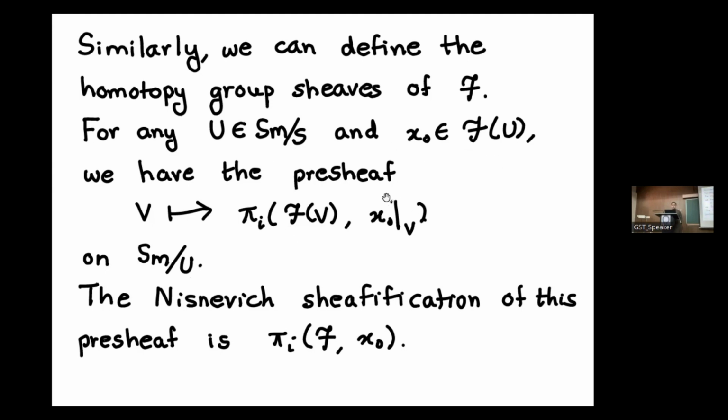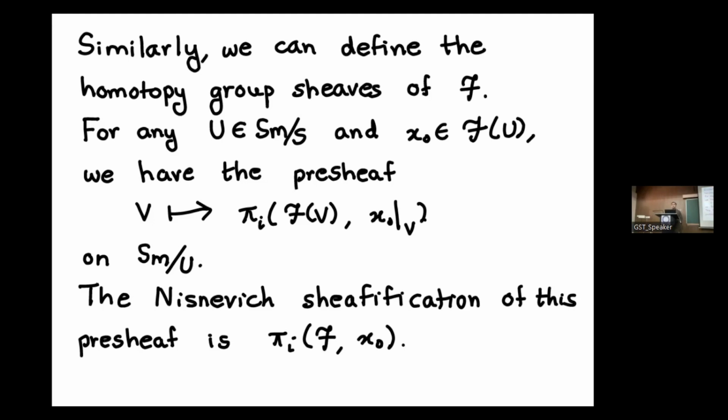And then we can construct this presheaf, and then we can look at the sheafification. This is what we will call pi i of f at the base point x naught. So this is a sheaf over the category of smooth schemes over u. This is a construction that you can do for any u. So for every u and for every point of that, you have this piece of data.